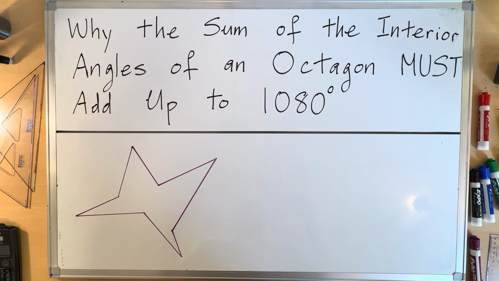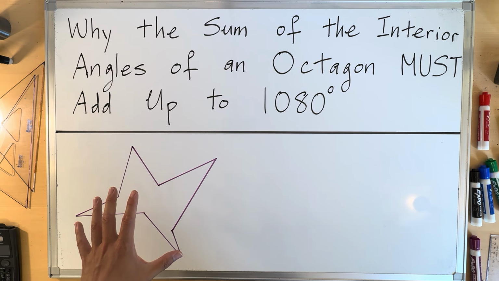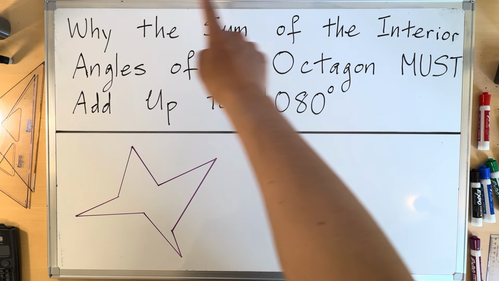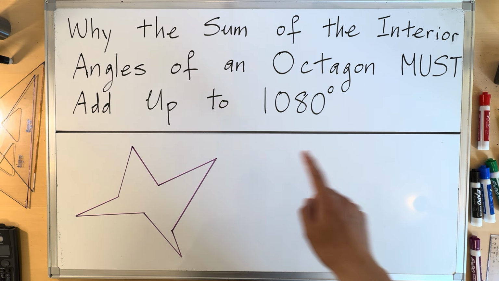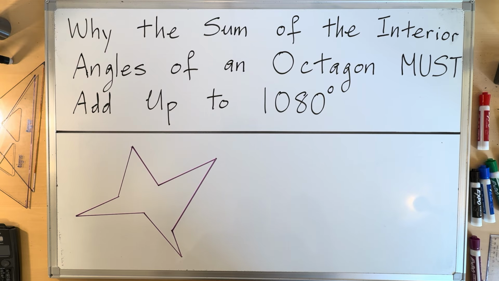octagon with all 8 sides being the same length and all interior angles having the exact same value is simply too easy. So if this one works, if this can be used to prove that this statement right here is true, then it certainly works out for the regular convex octagon. So let's get started.